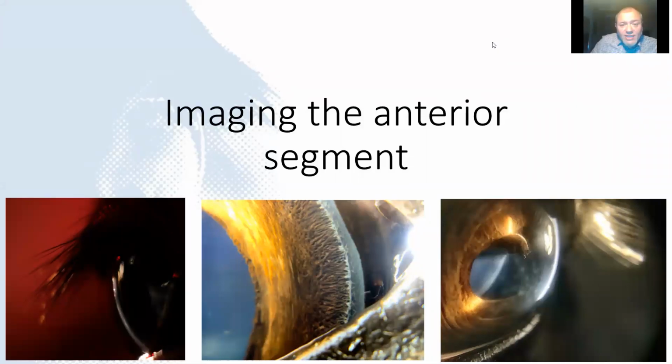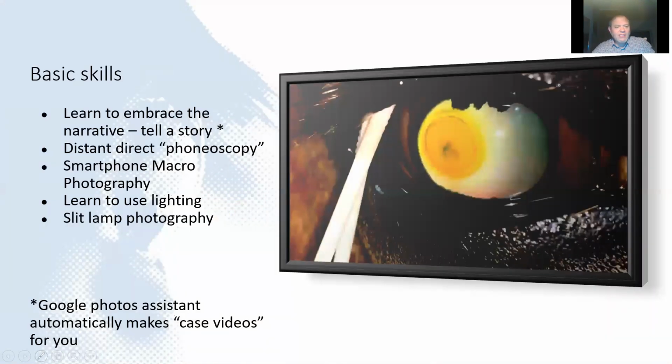Right, imaging the anterior segment with our smartphones is the next topic. This is probably the most important part of the eye to document, given that the majority of pathology in the equine eye is in the cornea or the anterior segment, the cornea, lens and iris. So, some basic skills are important to get the most out of imaging this important part of the eye.